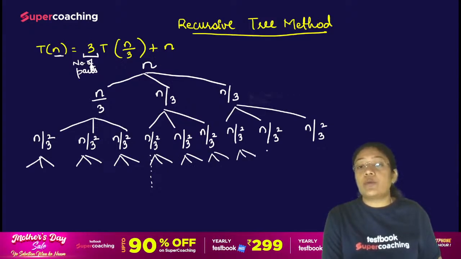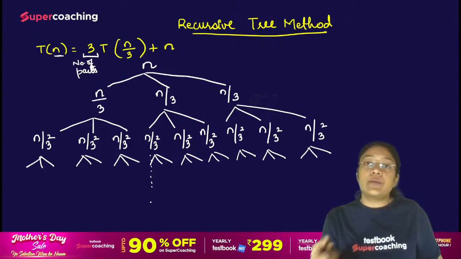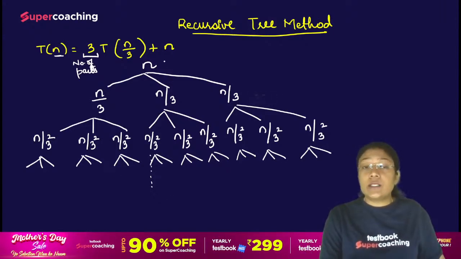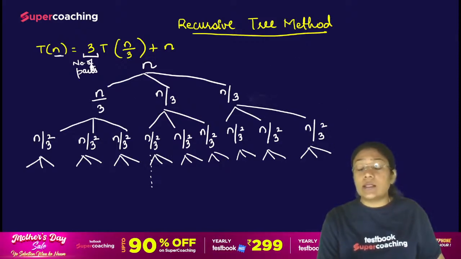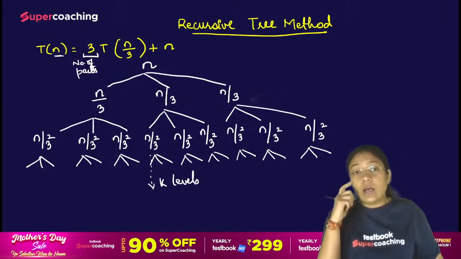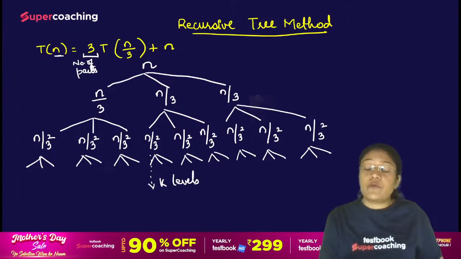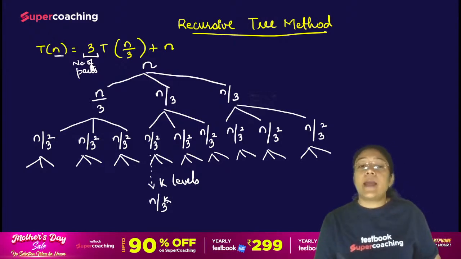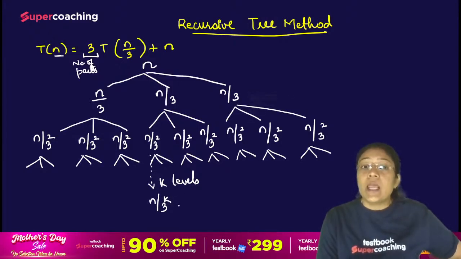Leaf level means the problem is reduced to a small problem. Small problem means there is only one element. So if this is level 0, this is level 1, this is level 2. So let us assume that there are k levels in a tree. Okay, so there are k levels. We are going to repeat this step for k times. So ultimately here at the leaf level, each leaf will be representing 3 n by 3 raised to power k. And each leaf node will be representing only one element.